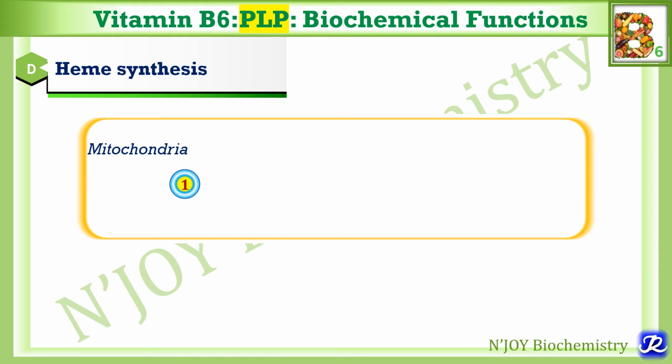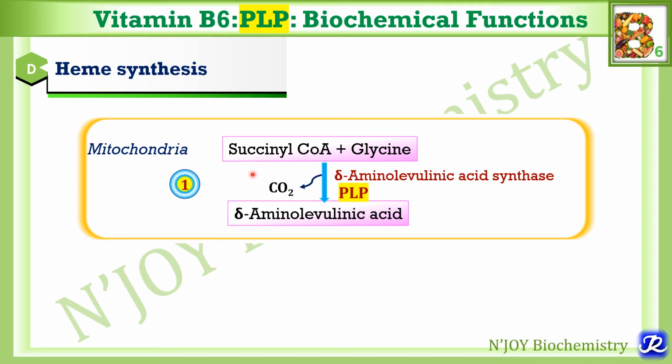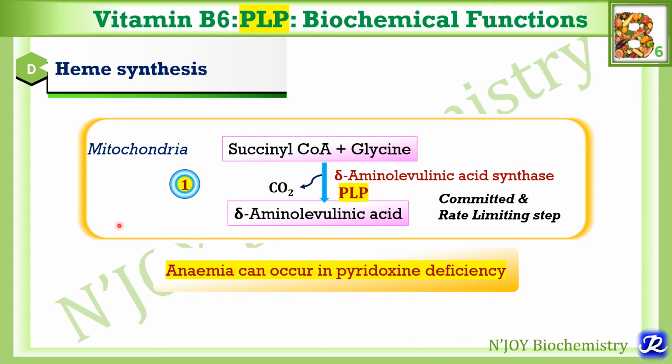PLP also plays a very important role in heme biosynthesis. The first step of heme synthesis occurs in mitochondria, and this step is succinyl-CoA plus glycine. There is formation of delta aminolevulinic acid, and this is catalyzed by the enzyme delta aminolevulinic acid synthase, which is a PLP dependent enzyme, and this is the first committed and rate limiting step of heme synthesis. So if there is deficiency of PLP, there will be decreased heme synthesis, and that's why anemia is seen in pyridoxine deficiency.